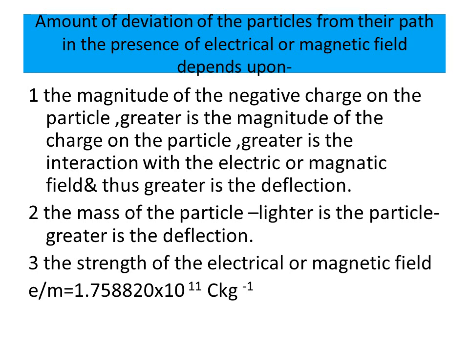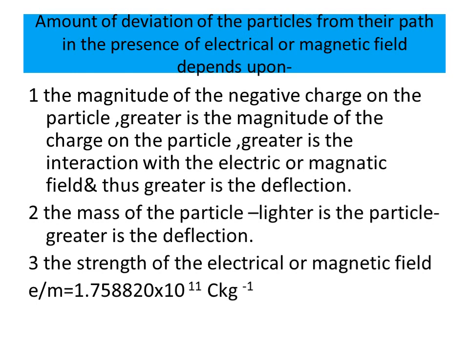Amount of deviation of the particles from their path in the presence of electrical or magnetic field depends upon number 1. The magnitude of the negative charge on the particle. Greater the magnitude of the charge on the particle, greater is the interaction with the electric or magnetic field and thus greater is the deflection. Number 2. The mass of the particle. Lighter the particle, greater the deflection.